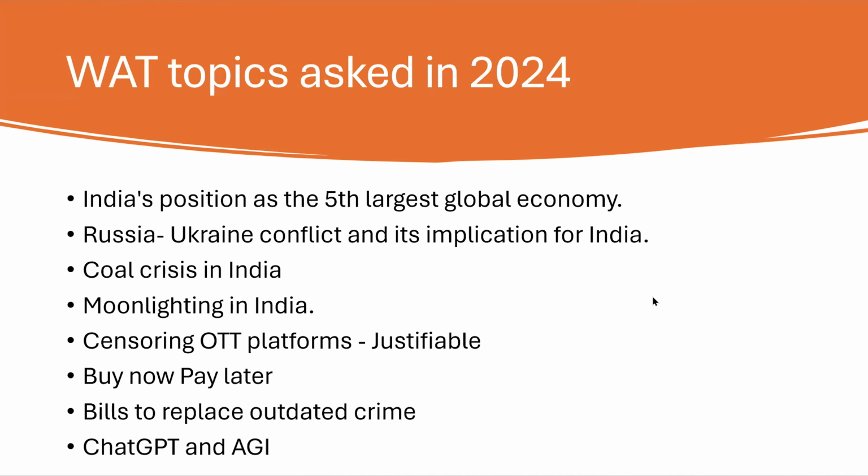Now, other WAT topics asked in 2024 are India's position as the 5th largest global economy, Russia-Ukraine conflict and its implications for India, coal crisis in India, moonlighting in India, censoring OTT platforms, is it justifiable? Buy now, pay later, bills to replace outdated criminal laws, ChatGPT and artificial general intelligence.